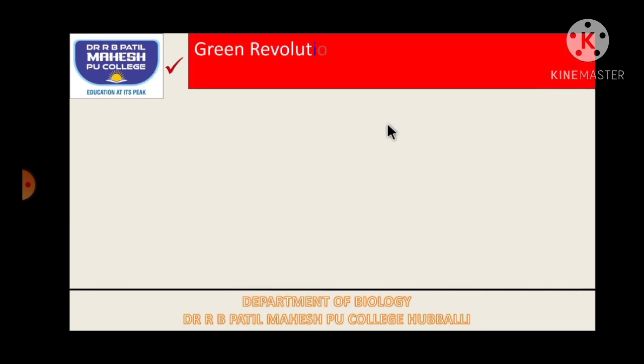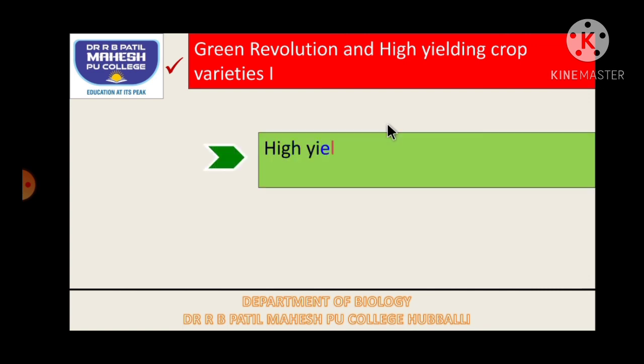So in this video, we discussed the Green Revolution and high yielding crop varieties of wheat and rice. Whereas in the next video, we will discuss high yielding crop varieties of sugarcane and millets.